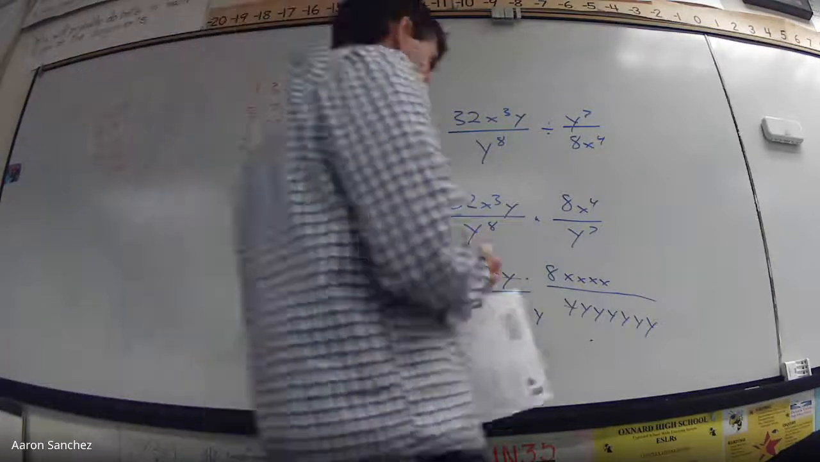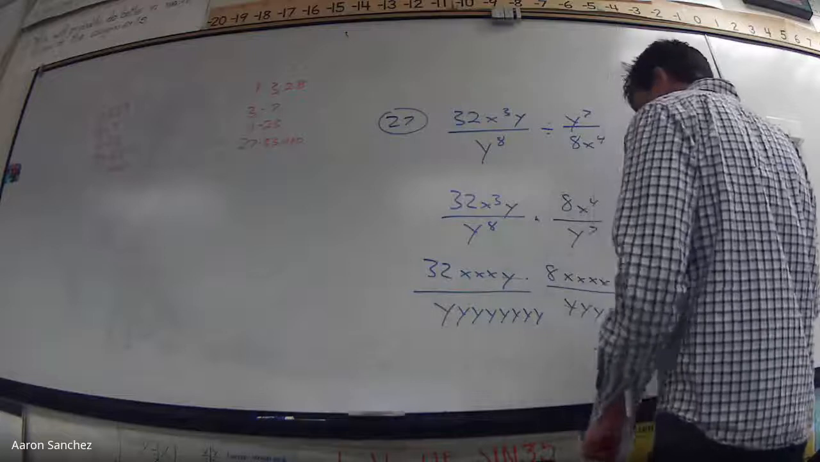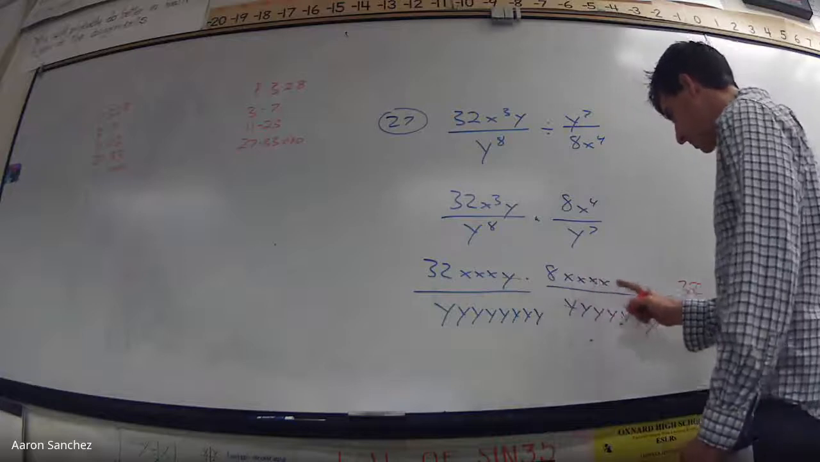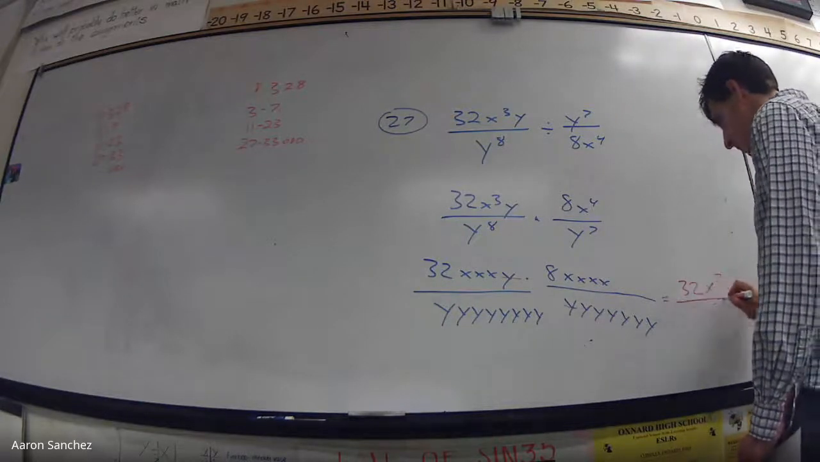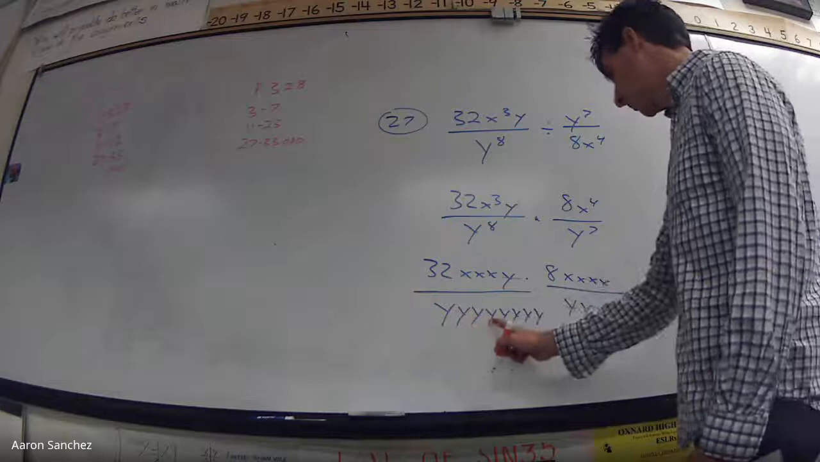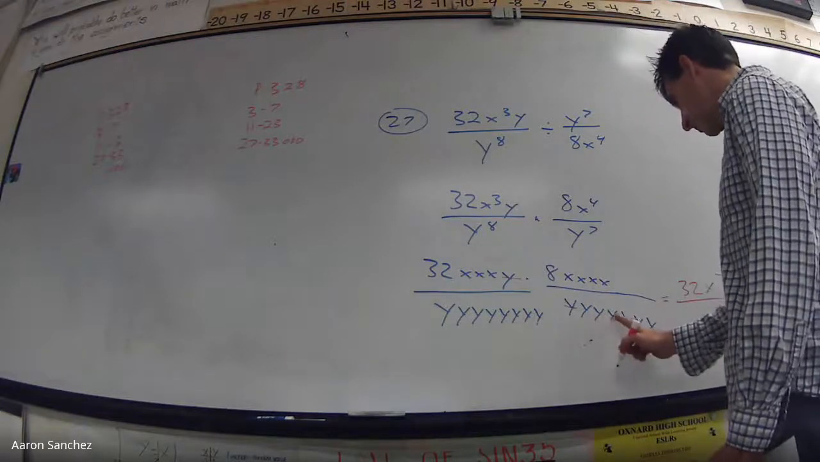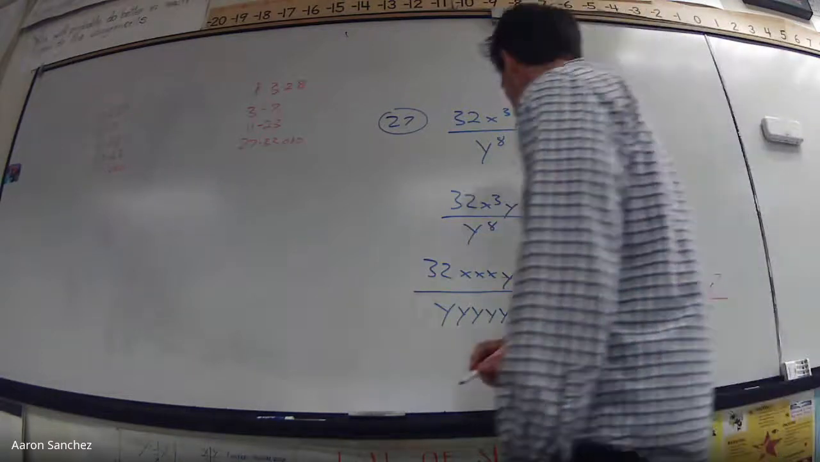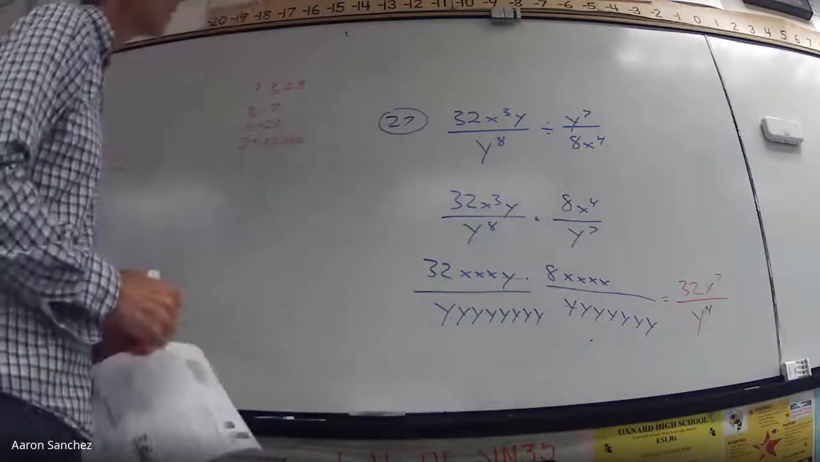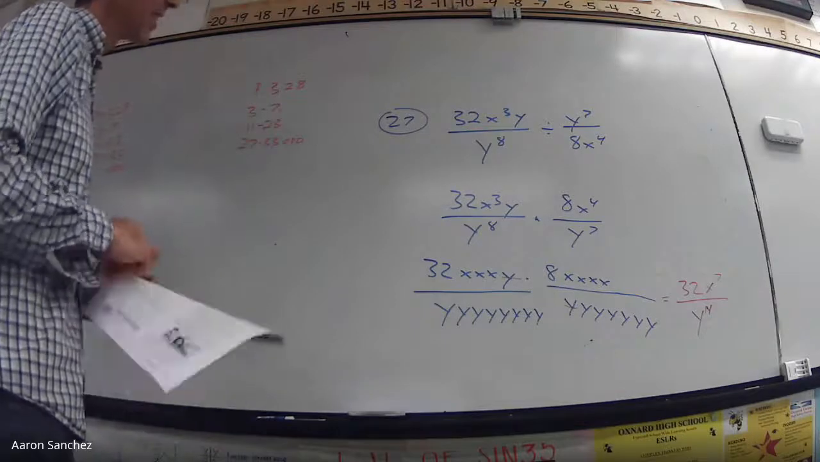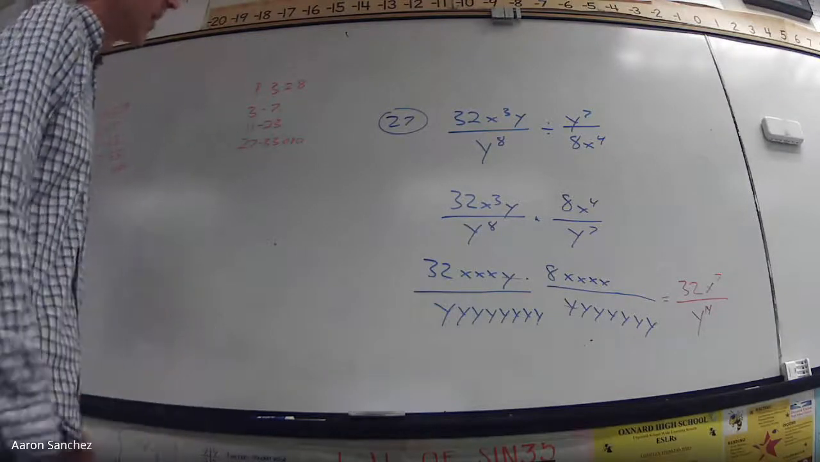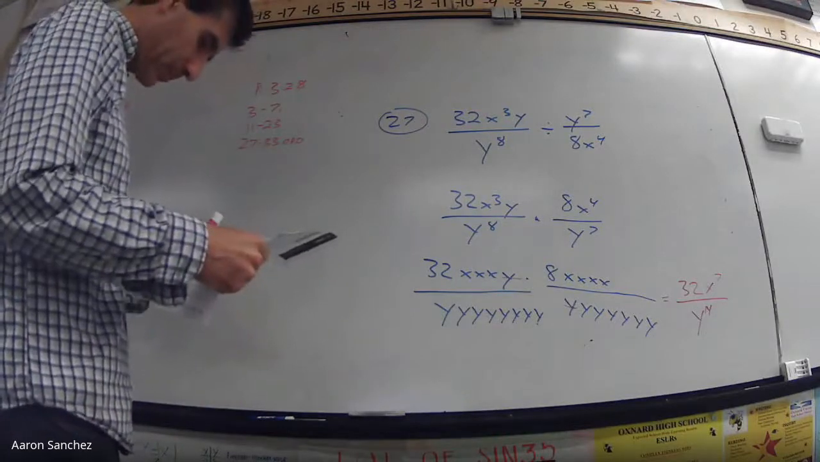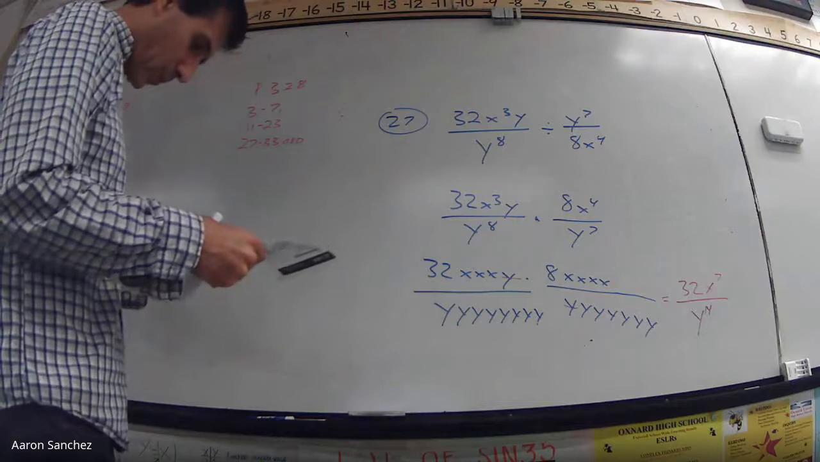So my final answer is 32 x to the 7th, all over y to the 14th. That's your answer. I guess it's just kind of ugly, but it works. Whatever. I like crossing stuff out. Maybe I'll do one more problem.